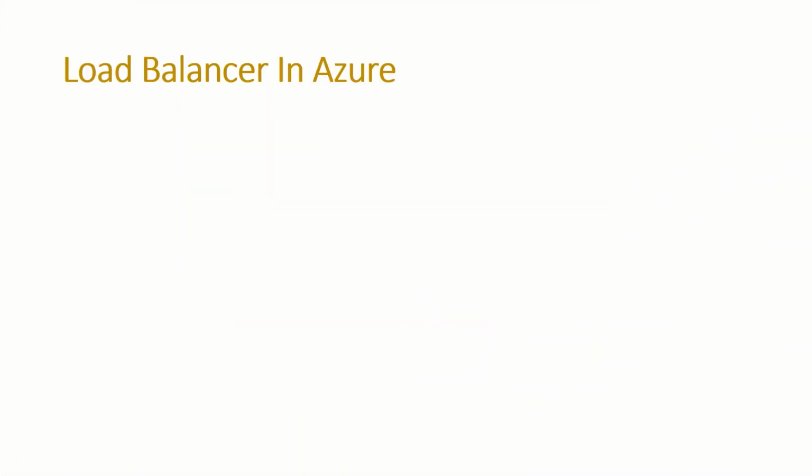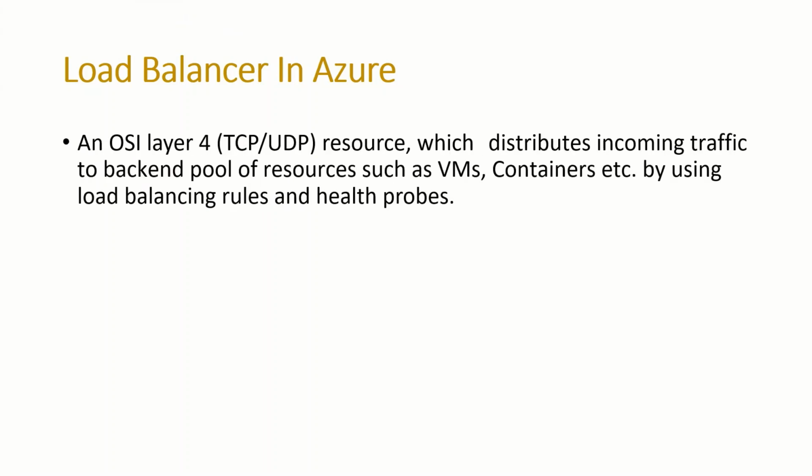First of all, what is a load balancer in Azure? It's an OSI layer 4 device which distributes your incoming traffic to a backend pool of resources, such as virtual machines, containers, etc. And how does it do it? Basically, it takes the help of load balancing rules and health probes. Load balancers are not used only for distributing incoming traffic, they can also be used for outbound traffic with the help of outgoing rules.